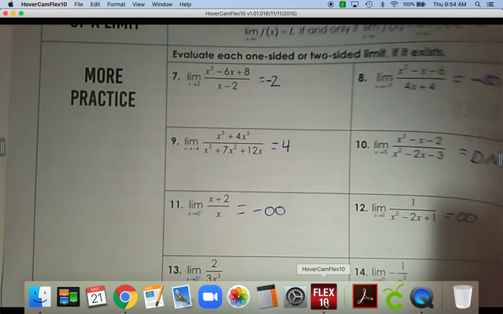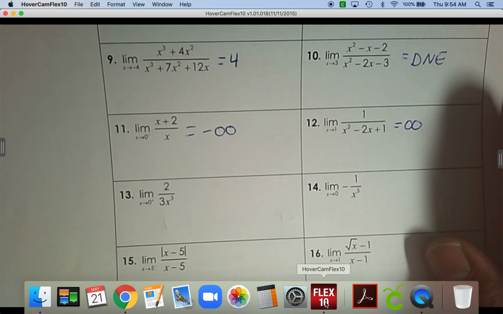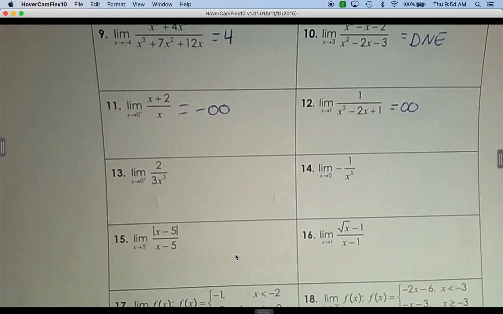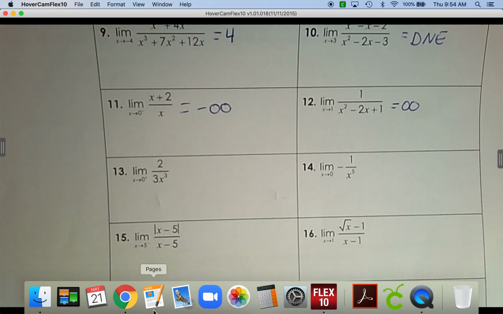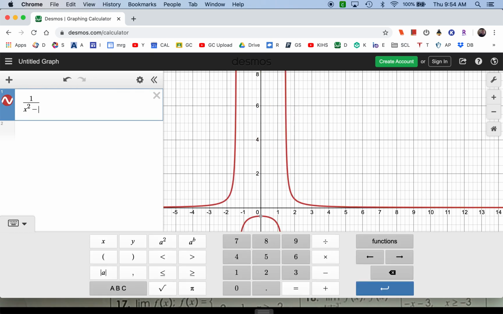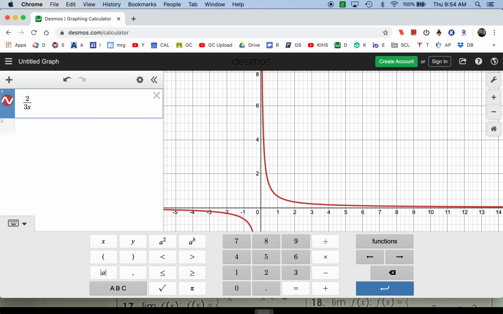Number 13. All right, let's write this down. I'm going to do 13 and 14, and then I think I'm going to do a second video. Maybe you can take a little break after 14 and then come back to 15. But let's do 13 and 14. So again, off Desmos, I'm going to type in 2, divide sign, and then in the denominator 3x cubed.